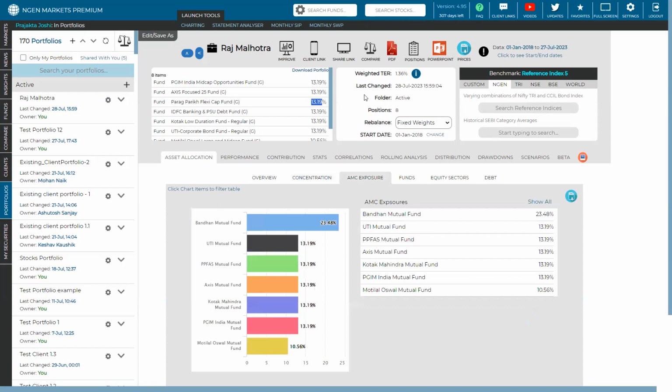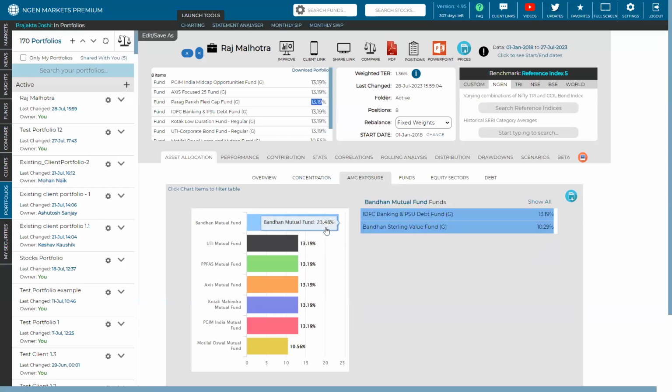Next is the AMC Wise Exposure. In the AMC Wise Exposure, what you can really see is, with respect to these AMCs, what are the underlying funds of those AMCs. So in this case, we can see 23.48% exposure in the portfolio coming from Bandhan AMC, and the underlying funds are Bandhan or IDFC Banking and PSU. Of course, the merger happened, so IDFC became Bandhan. So Banking and PSU debt fund and the Bandhan Sterling Value Fund, these are the two funds in the particular portfolio. You can just click on any other AMC and you will have the names of the underlying funds. That's the AMC wise exposure.